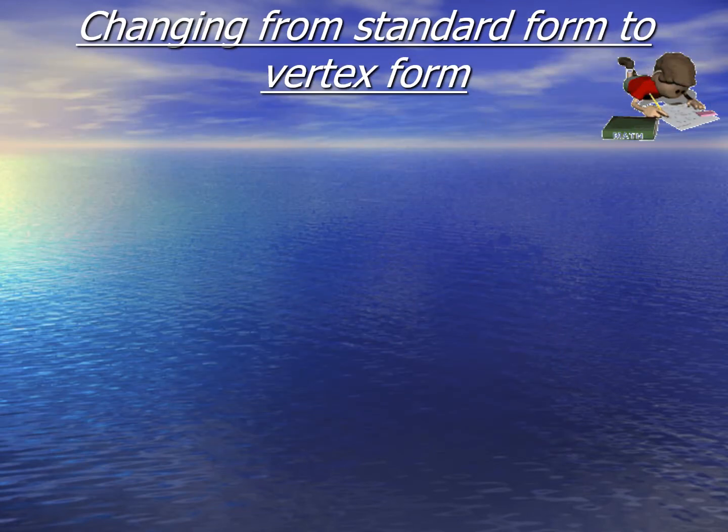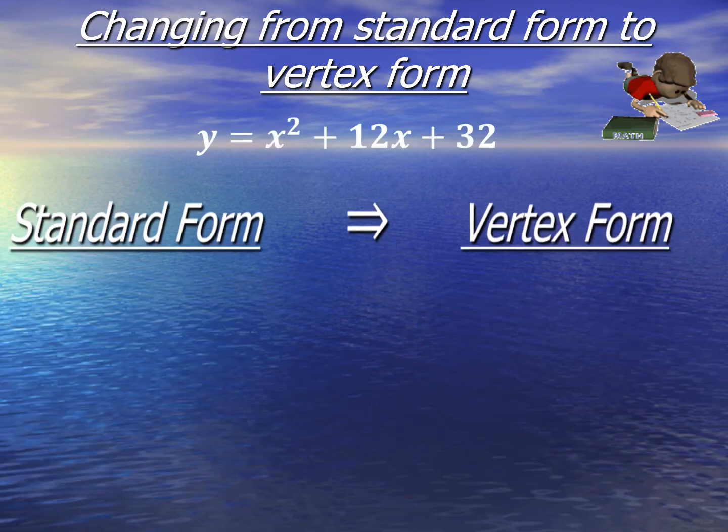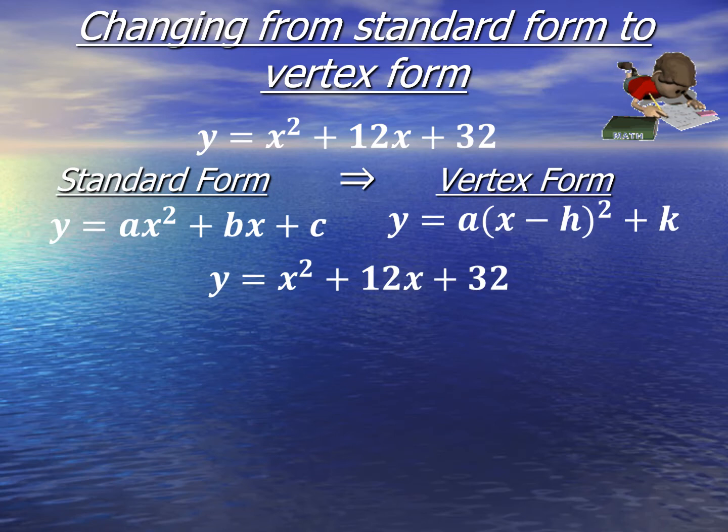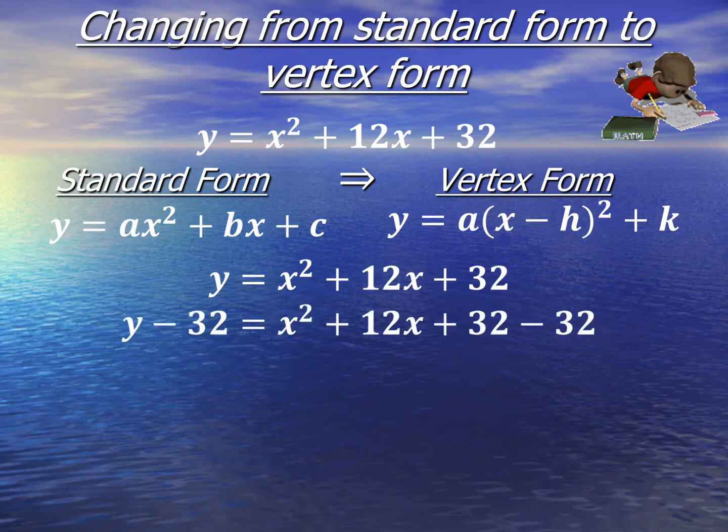So let us change from standard form to vertex form. So it's the other way around this time. Let us recall the standard form is y equals ax squared plus bx plus c. For the vertex form, it is y equals a times x minus h squared plus k. So the first thing we need to do is to subtract both sides by 32. And then we are going to complete the squares.